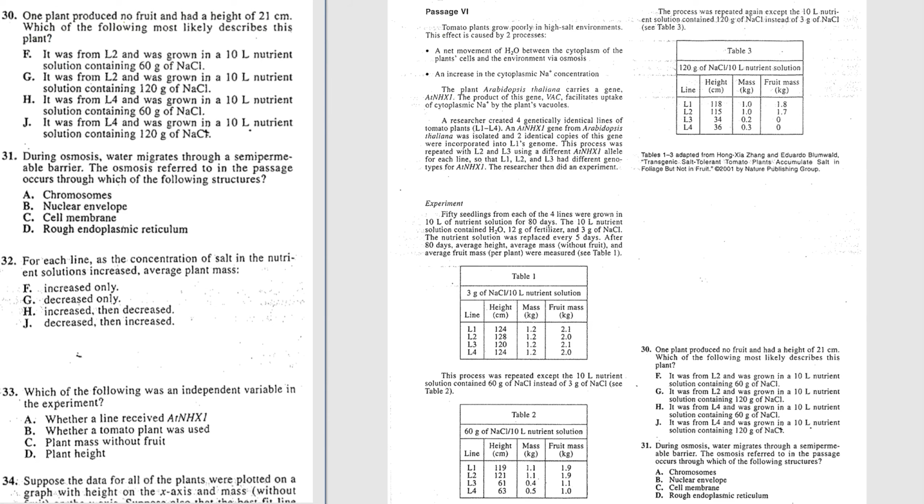One plant produced no fruit and had a height of 21 centimeters. Which of the following most likely describes this plant? Then we look at our answers to make sure that we're looking in the right places. And it says L2 and was grown in 10 litres containing 60 grams of NaCl, which is sodium chloride. You don't need to know that, by the way, but I just happen to know that NaCl is sodium chloride.